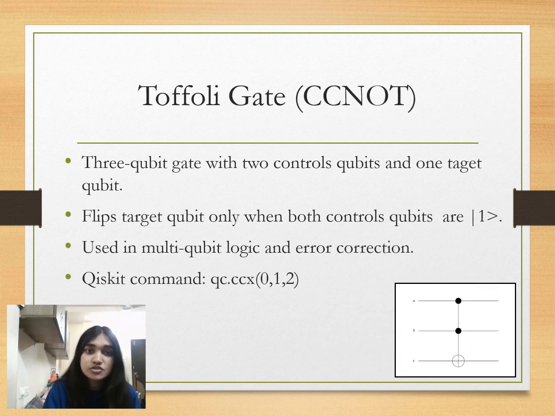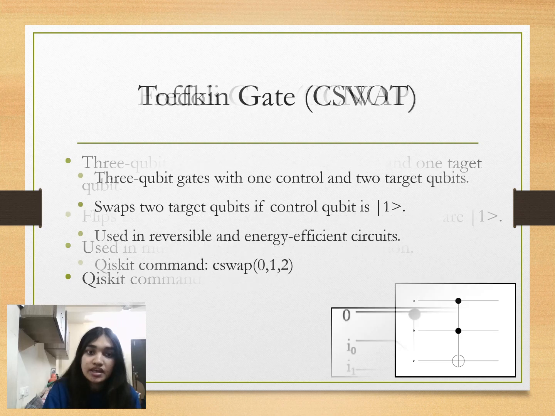Now our next gate is the Toffoli gate. The Toffoli gate is a 3-qubit gate. It has two control qubits and one target qubit. The target qubit is flipped only when both control qubits are in the |1⟩ state. It is important because it is universal for classical reversible computing. It is used in quantum error correction. It also forms the basis of many complex quantum circuits.